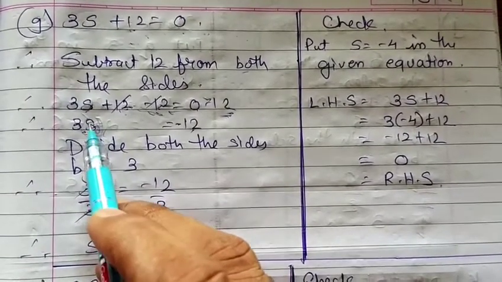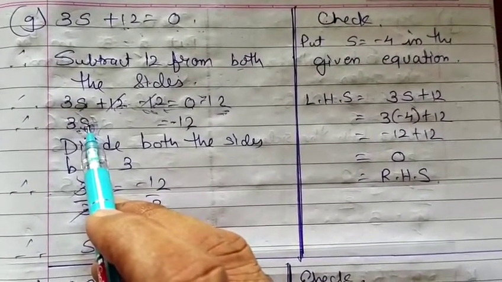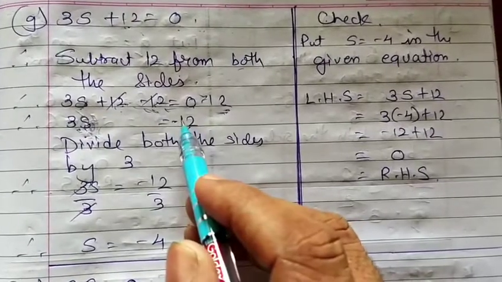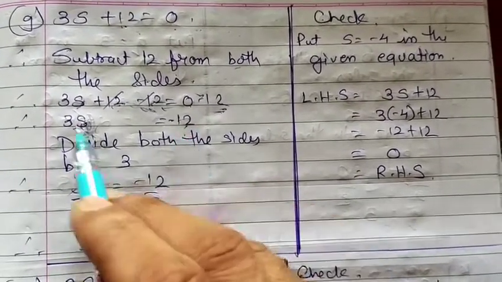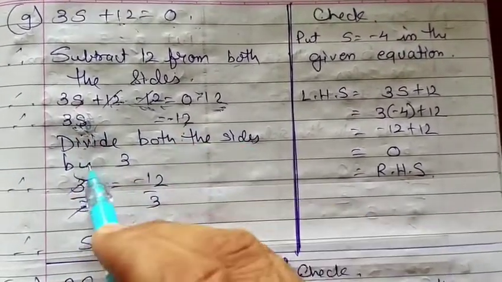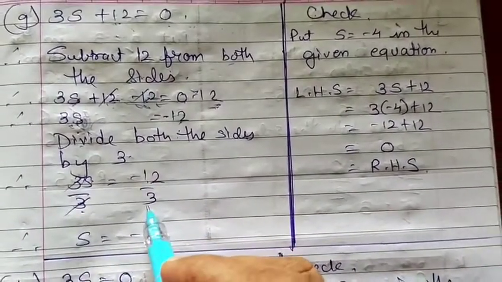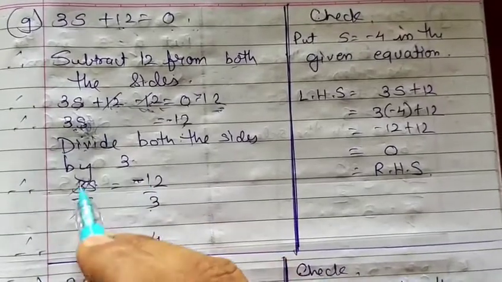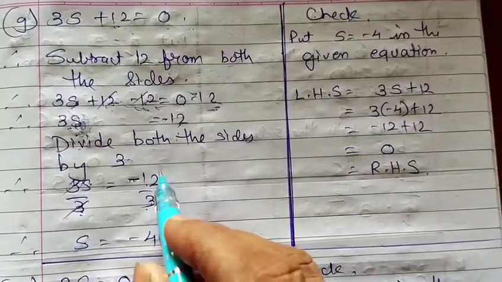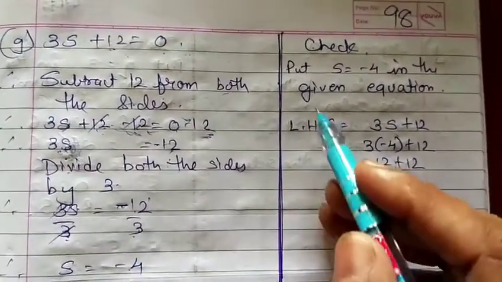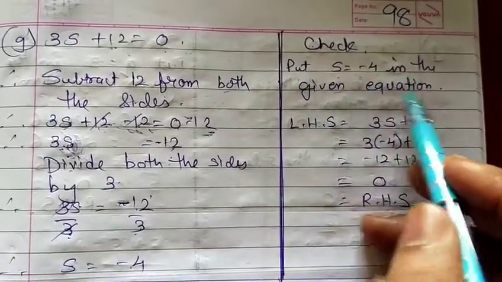So if you are dividing the left hand side by 3, you have to divide the right hand side by 3 only. So divide both sides by 3. By doing so, 3 times s divided by 3 and negative 12 divided by 3. 3 and 3 will get cancelled. That means 3 4s are 12, so you are getting negative 4. Now check. Put s equals to negative 4 in the given equation.